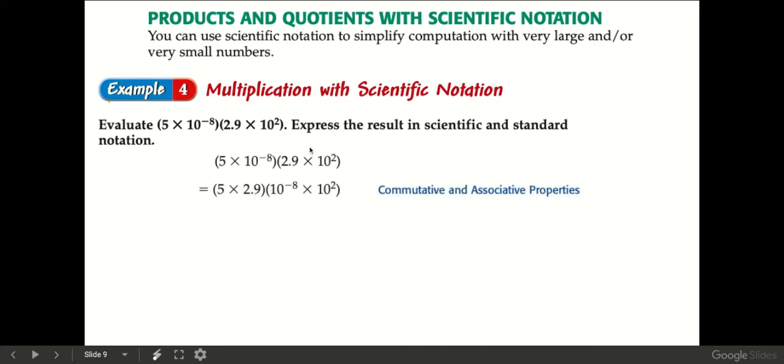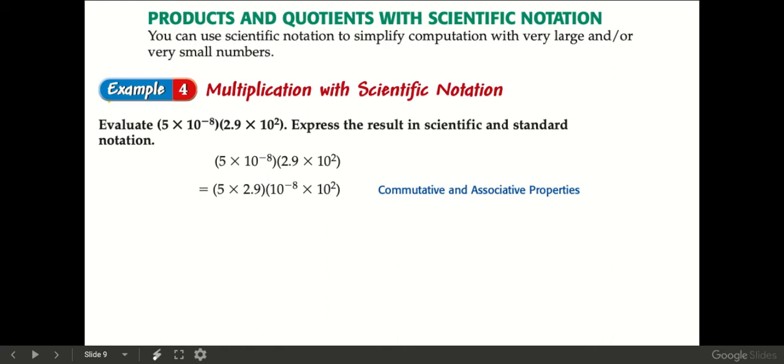So if I were to take these values, I could regroup them. So I group just the numbers together, right? 5.5 times 2.9. And I can group the two factors of 10 together, 10 to the negative 8th times 10 to the second. Now 5.5 and 2.9, right?